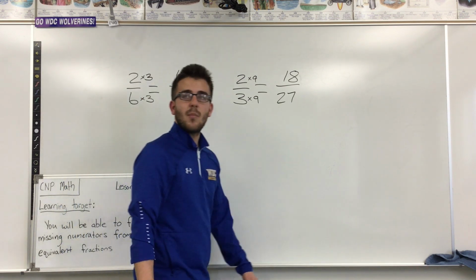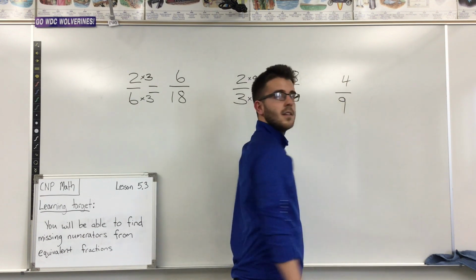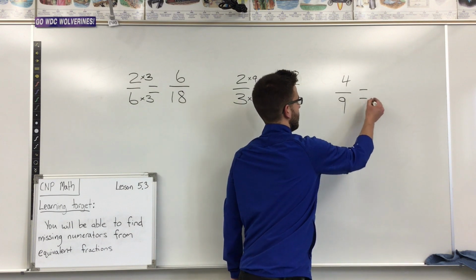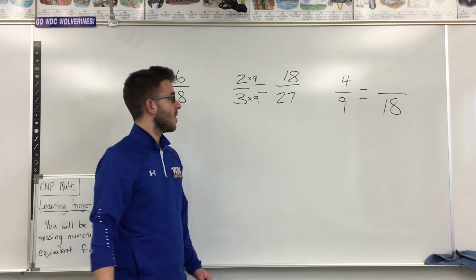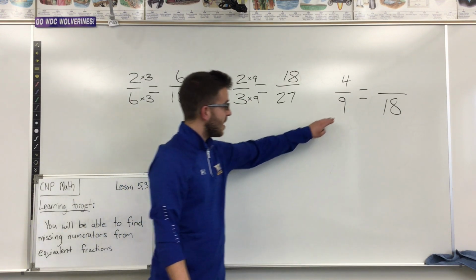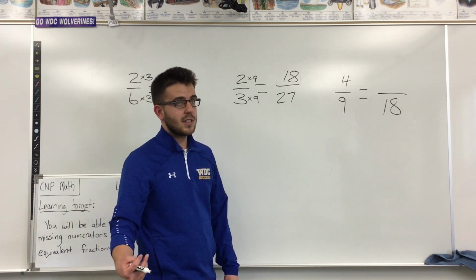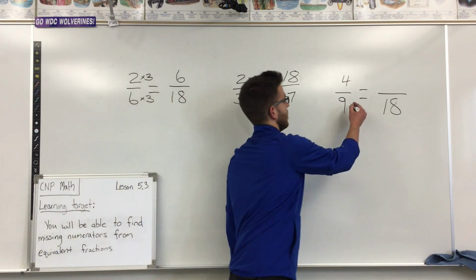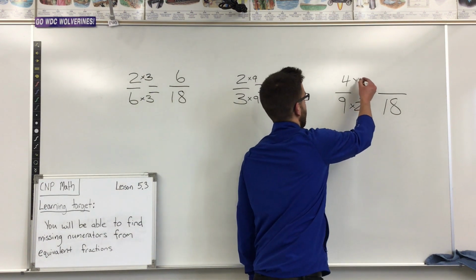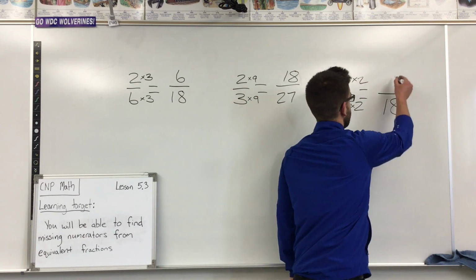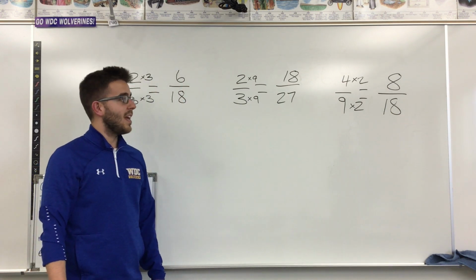Our next example, we have 4/9 is equal to something over 18. It's a mystery. What do we do? We take our bottom number times 2, because 9 times 2 is 18. What you do to the bottom, you got to do to the top, because math is fair. 4 times 2 is 8. Therefore, 4/9 is equal to 8/18.